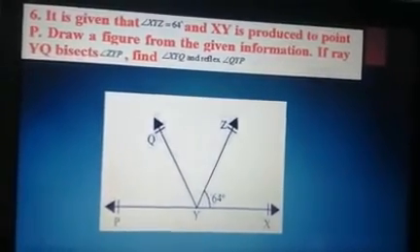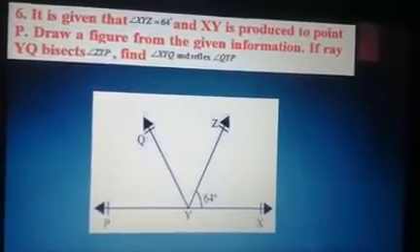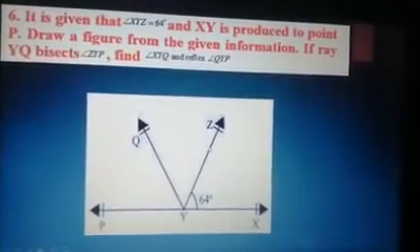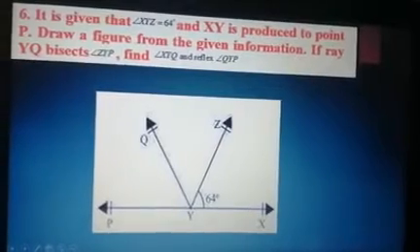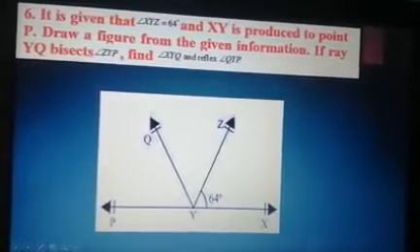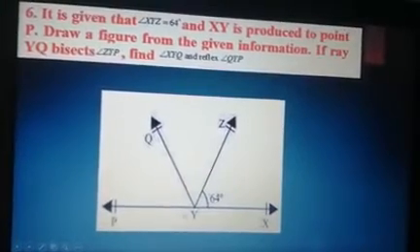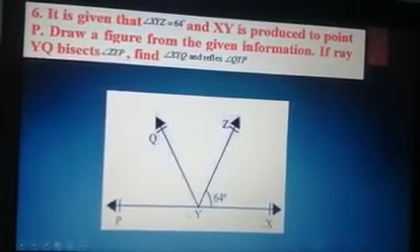So that's why you should read the question carefully. So given XYZ is 64, you're going to draw this. Then XY is produced to point P. So they have produced XY to a point P. Draw the figure from the given information. So this is the figure, right?